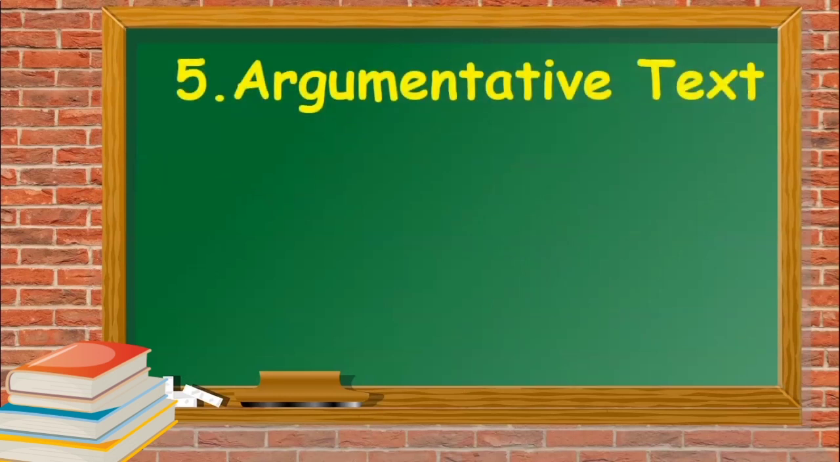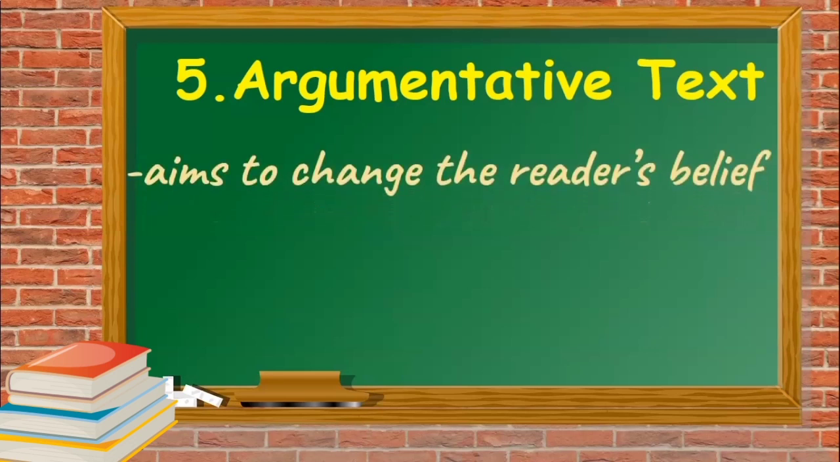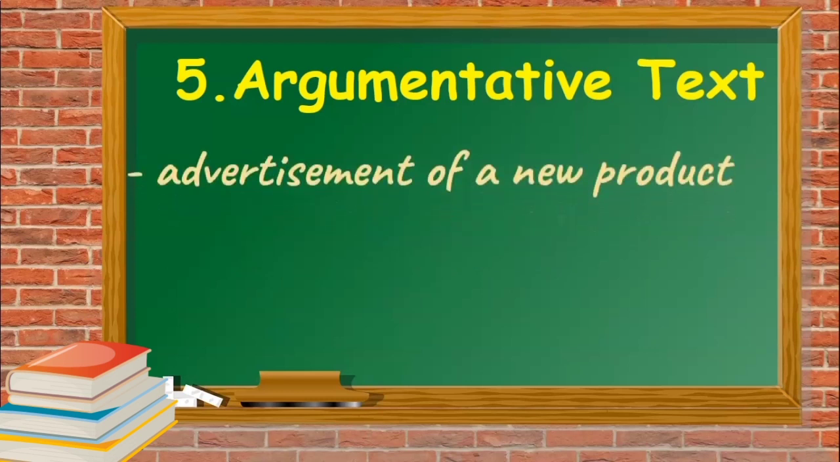For number 5, we have an argumentative text. An argumentative text aims to change the reader's belief. It only has one purpose, and that is to persuade. If you are an author trying to write an argumentative text, you have to try and persuade your readers that an object or a product or maybe an idea is in some way better than the others.